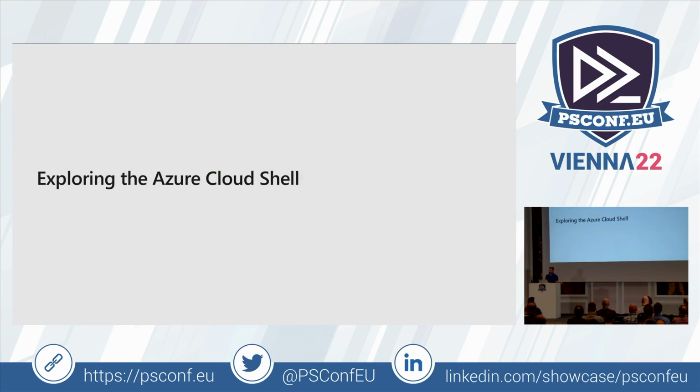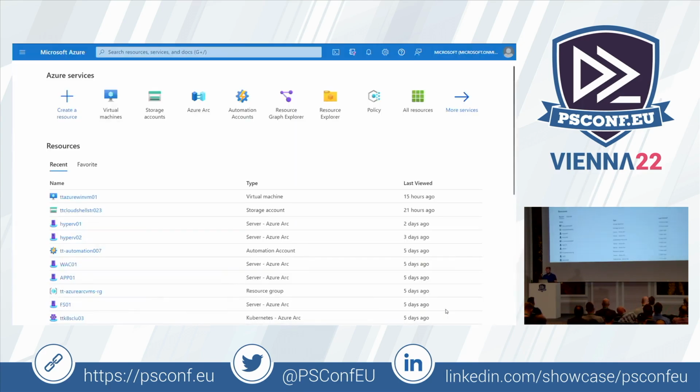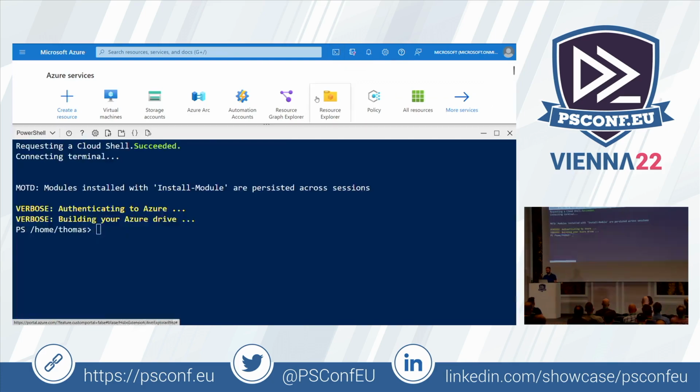So let's dive in and have a look at Cloud Shell itself. For those who haven't really worked with Cloud Shell, let me get this. If you're in the Azure portal, the easiest way to go to Cloud Shell is this little button. You go up, and it will load up Cloud Shell. And you can see here, I chose the PowerShell thing.